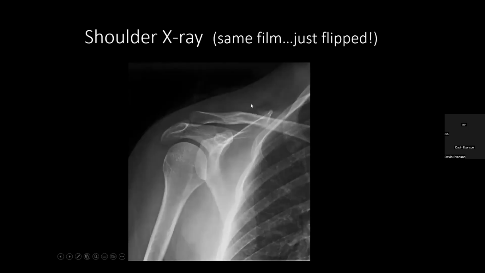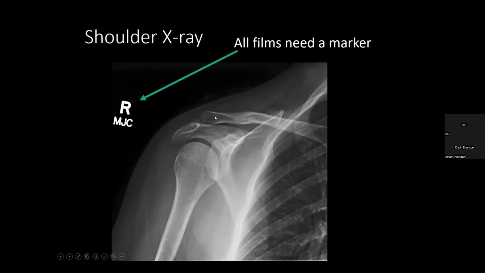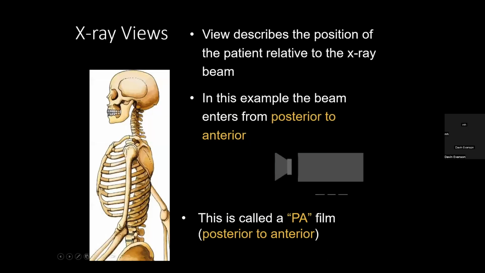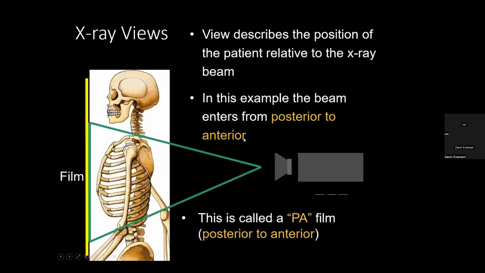So here's a shoulder radiograph. It's important to make sure that it was labeled correctly. This is why we put it on there, so we know that we are imaging the right, I should say the correct part. In this example, the right shoulder. Then, how was the film taken?